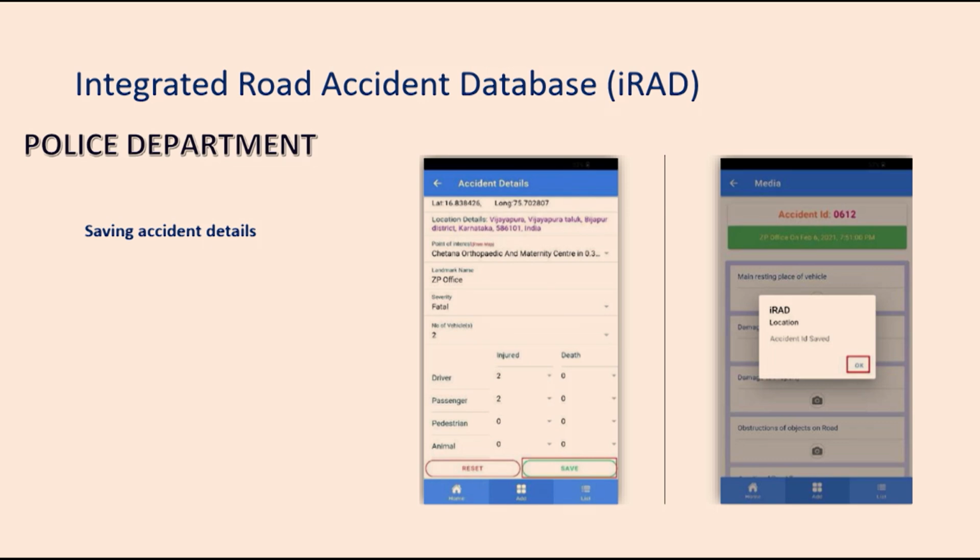Then once that is done, the location will get recorded. You need to give the number of vehicles involved. Once you give the number, it will ask for that many vehicle details subsequently. If you say 5 vehicles, it will ask for 5 vehicles' details, and until you fill all 5, it will not go to the next slide. That way it ensures that all the details get filled up.